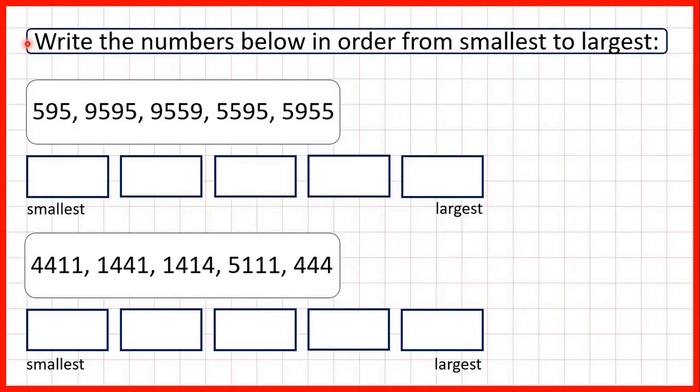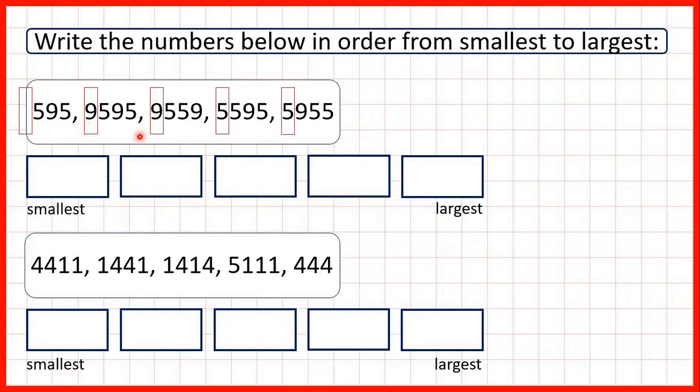We need to write the numbers below in order from smallest to largest. So in our first group, we have 595, 9,595, 9,559, 5,595, and 5,955. So remember, when we're comparing numbers, we start by comparing the larger place values first, which here is our thousands.